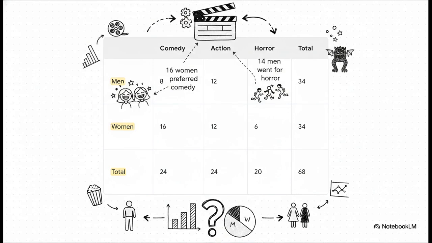And look at this. See how this simple table makes the data instantly clear? This is from an example in the handbook, a survey on what movies people prefer. Just at a glance, you can see that 16 women liked comedy best, while 14 men went for horror. You also see the totals, that 68 people were surveyed in total, and it was an even split between men and women. All that information just neatly laid out in one little box.